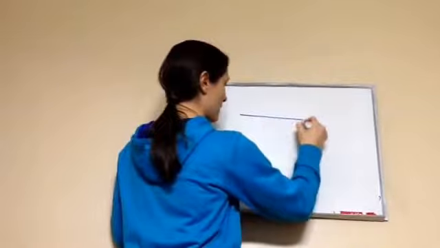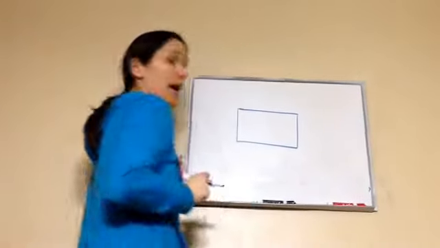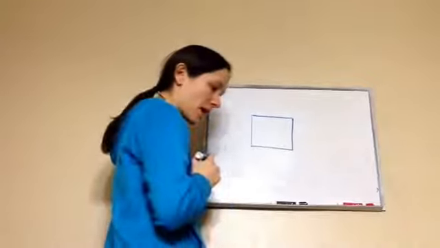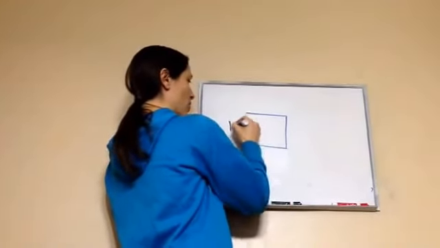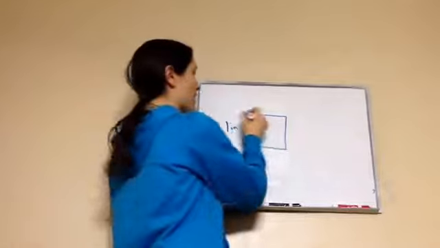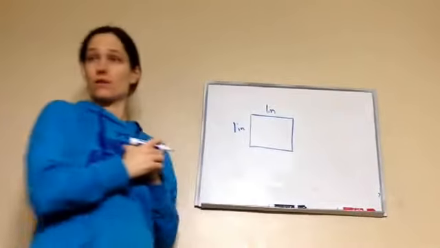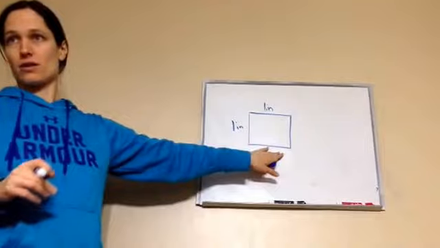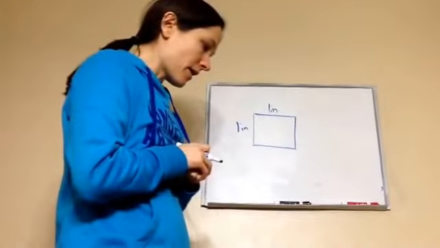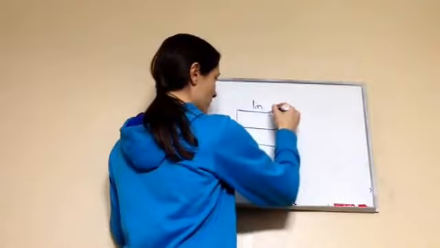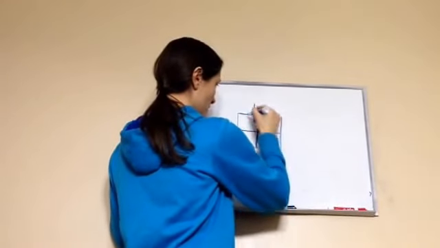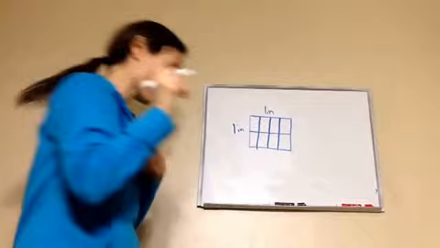Okay. Last thing we're gonna do. We're gonna look at a picture. They're showing me this. It actually needs to be a square. They're telling me that this is 1 inch, and this is 1 inch. So what does that mean? This and this are 1 inch. Now stay with me. Then they're going to divide this up like this.